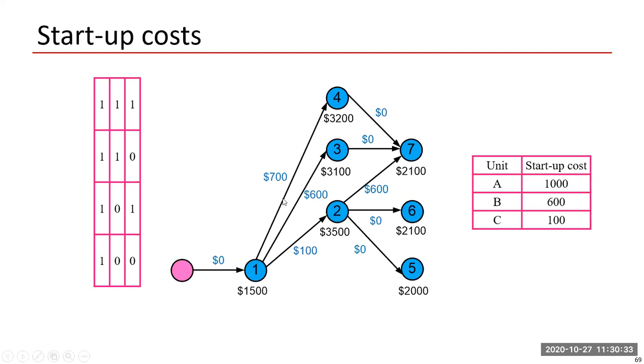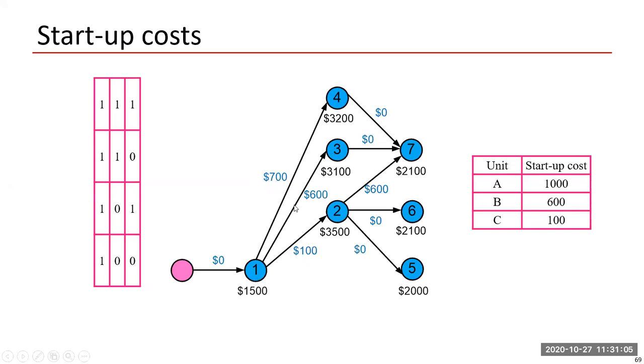From this one to this one, from 1 to 4, what is the transition? From 100 to 111. So I have to turn on unit B from 0 to 1, and I have to also turn on unit C from 0 to 1. So I have to add up the startup cost for unit B and unit C, because I'm turning on both unit B and C for this transition. So this 700 is basically the summation of the startup cost for unit B and unit C. Okay, so this is the explanation of 700.